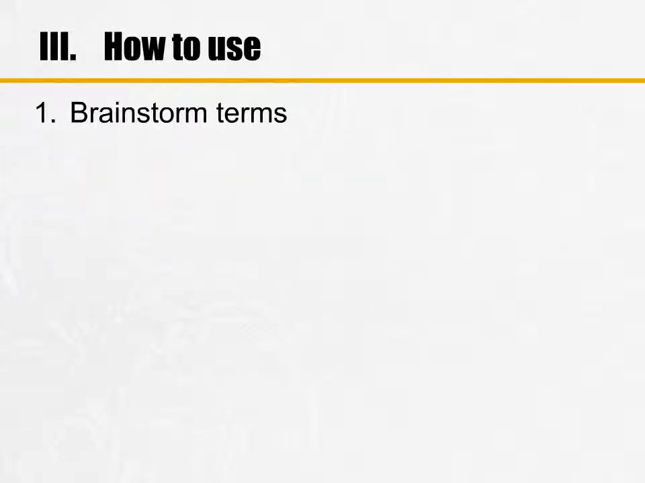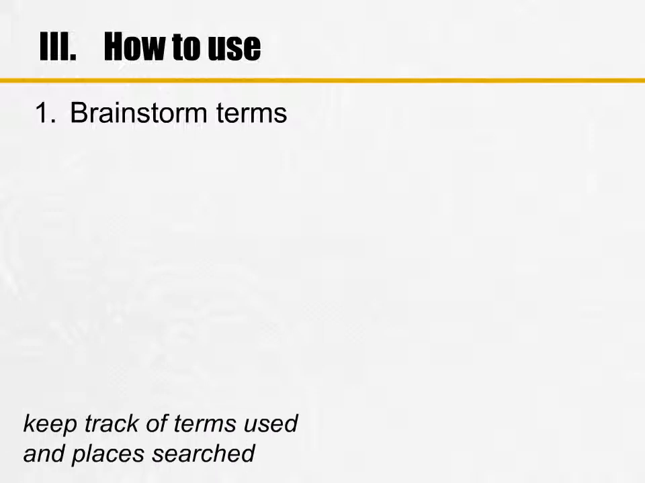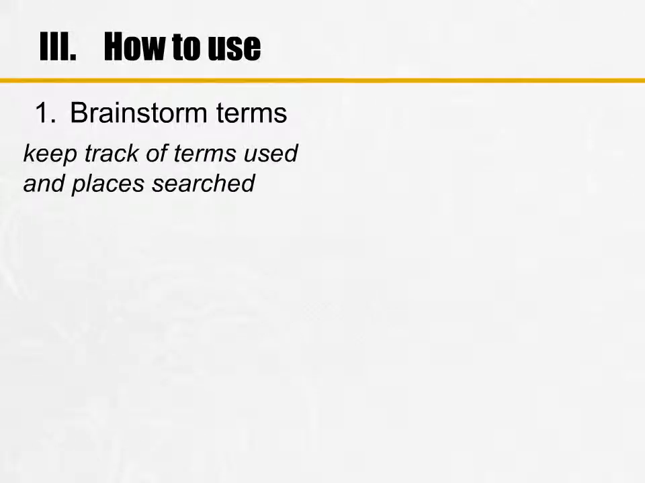The brainstorming or planning stage of legal research is one of the, if not the most important stages. Sit down, take a deep breath, and think about what you want to look for and where you want to look for it. While you're researching, make sure you continue to keep track of these things, the words that you use to search, and the places you want to search for them.